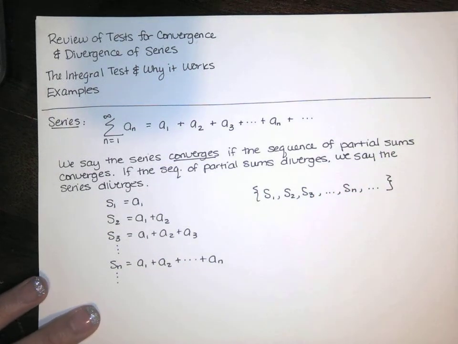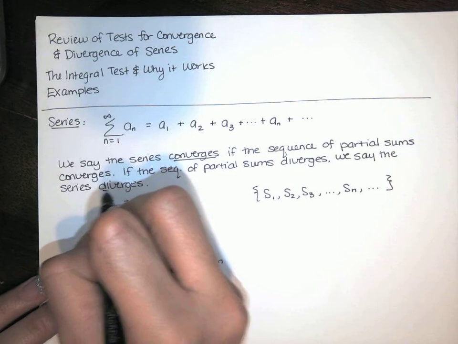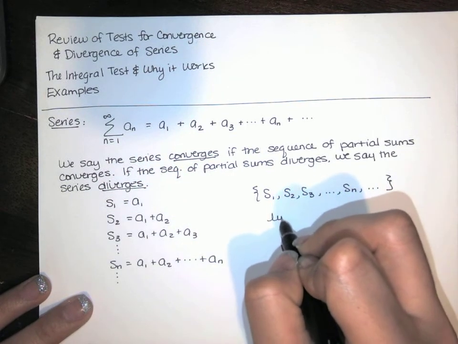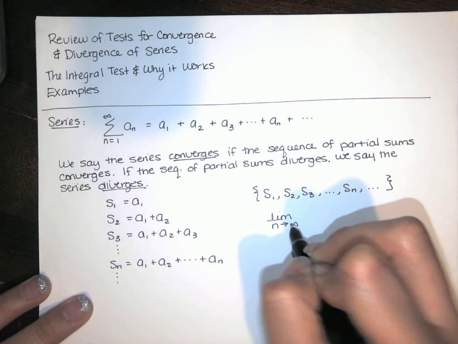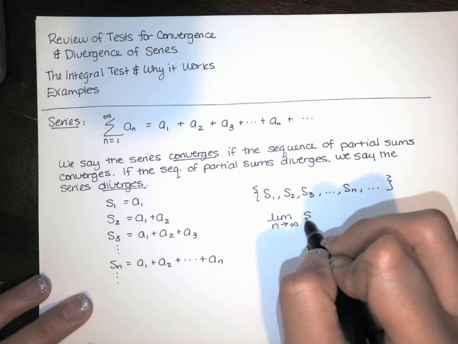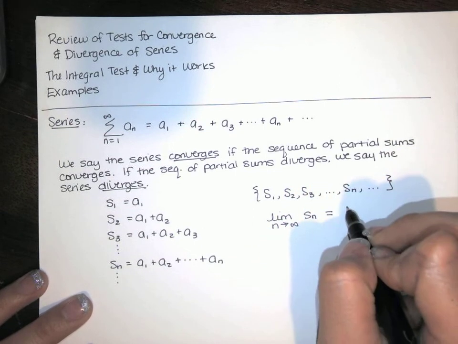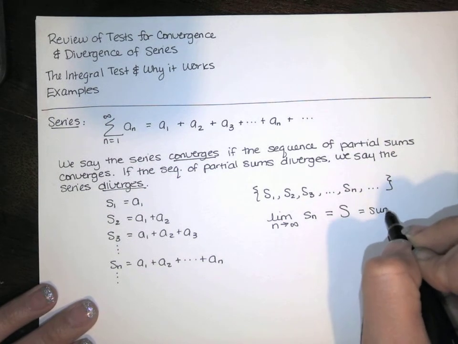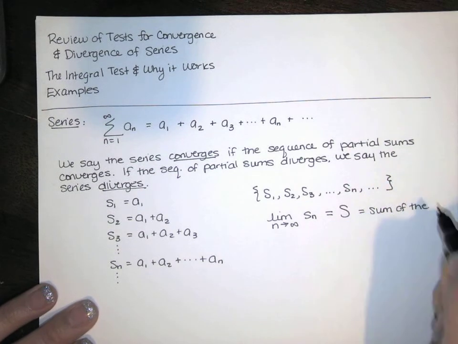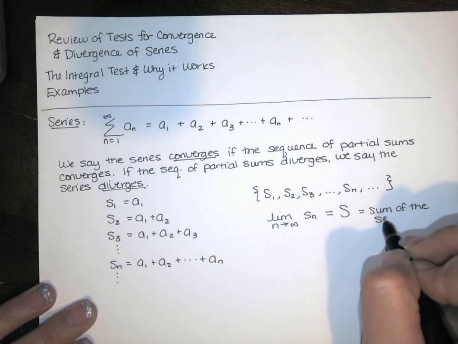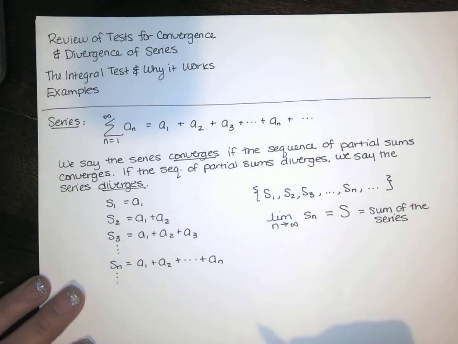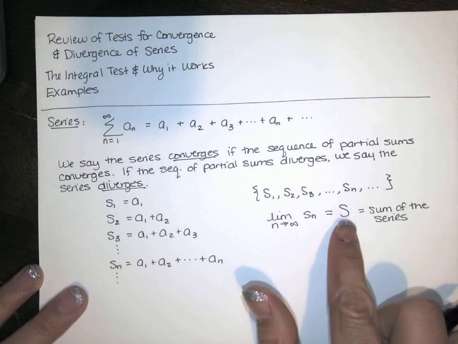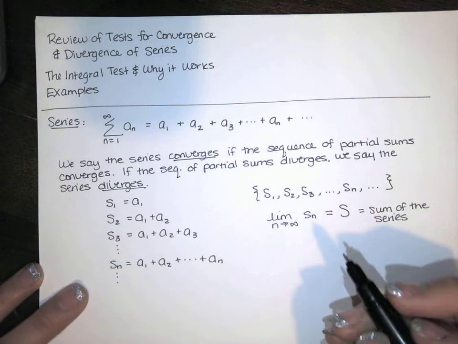What this paragraph says is, if this sequence of partial sums converges, which means that the limit as n goes to infinity of s sub n equals a number s, which we call the sum of the series. This is a finite number s. That is called the sum of the series, and we'll say that that is equal to this infinite sum.